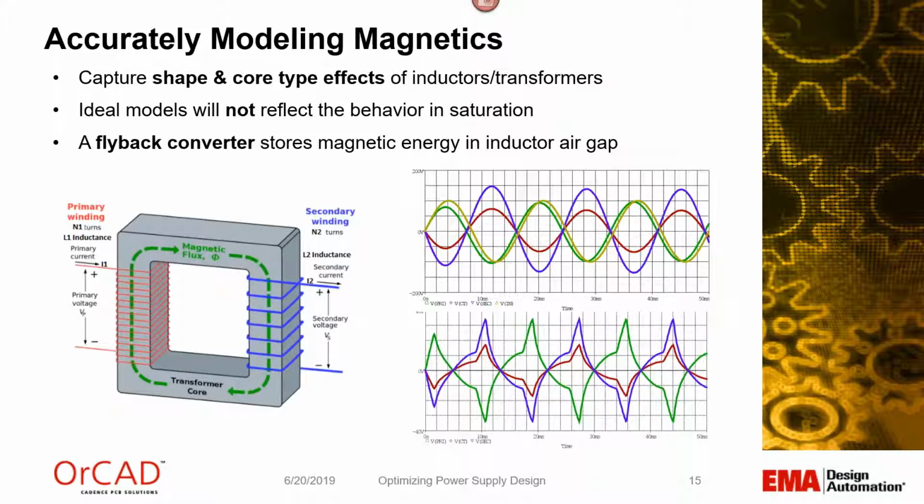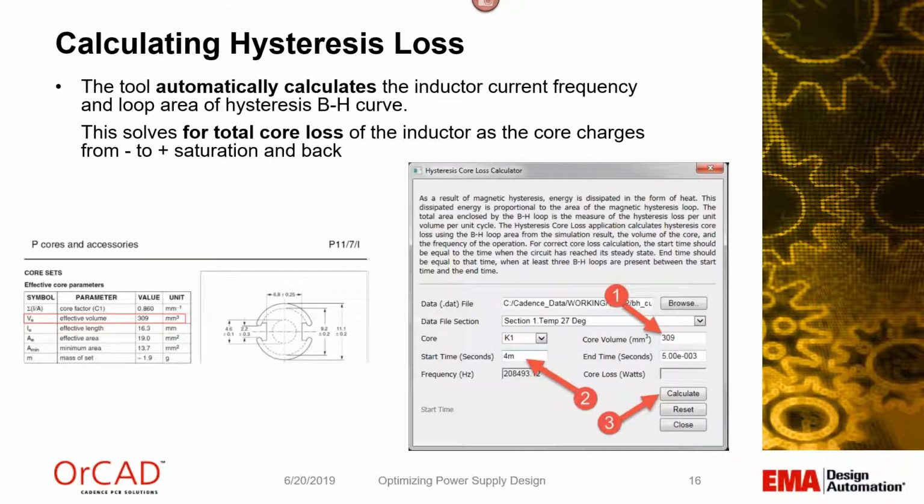We see here on the bottom right, on the top we have an ideal transformer, and on the bottom we've added in some of the non-ideal effects in our magnetic core, and it drastically changes how our transformer behaves. And with magnetic parts, you should take into account the losses, especially the hysteresis loss, as the core changes from positive to negative, saturation, and back.